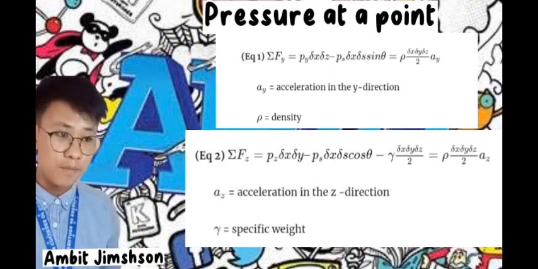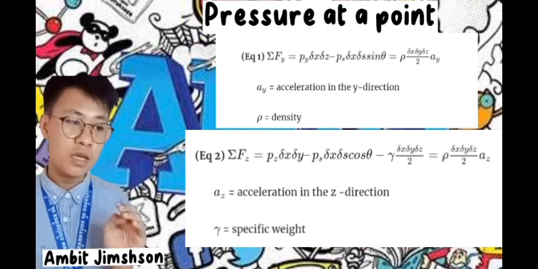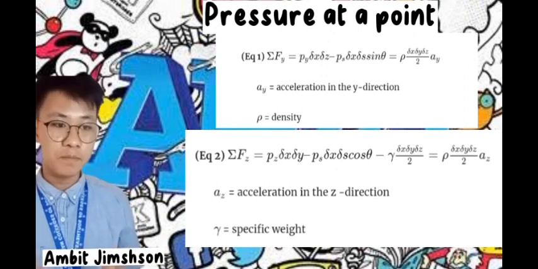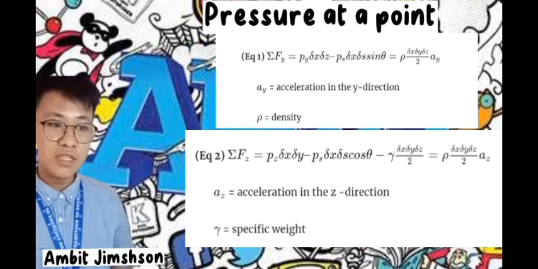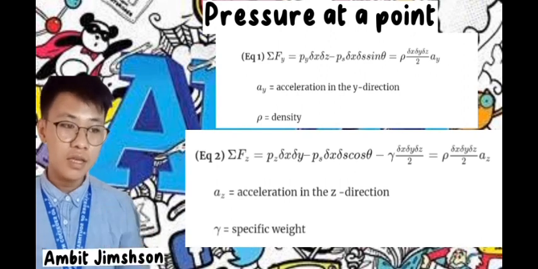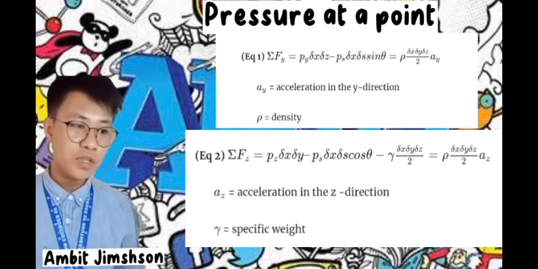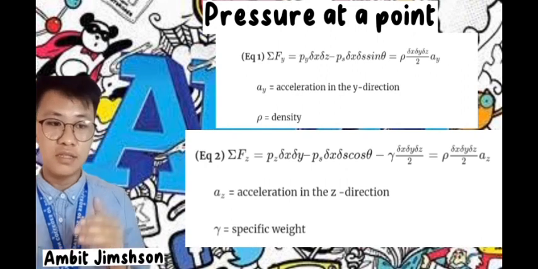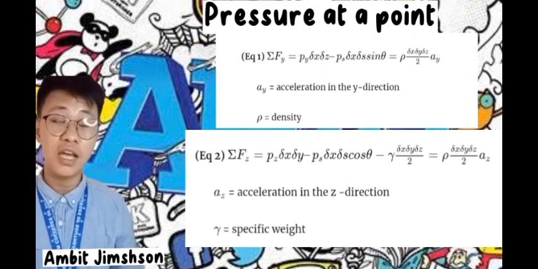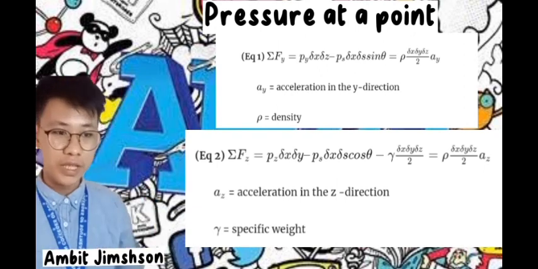the z direction, denoted by sigma Fz, is equal to the product of the Pz and delta x, delta y, minus the Ps, or density, of the delta x and delta s, times the cosine of theta, minus the gamma of delta x and delta y, delta z squared, all of which is equal to rho of delta x and delta y and delta z squared divided by 2 times of Az, which is the acceleration in the z direction, and the gamma is the specific weight.